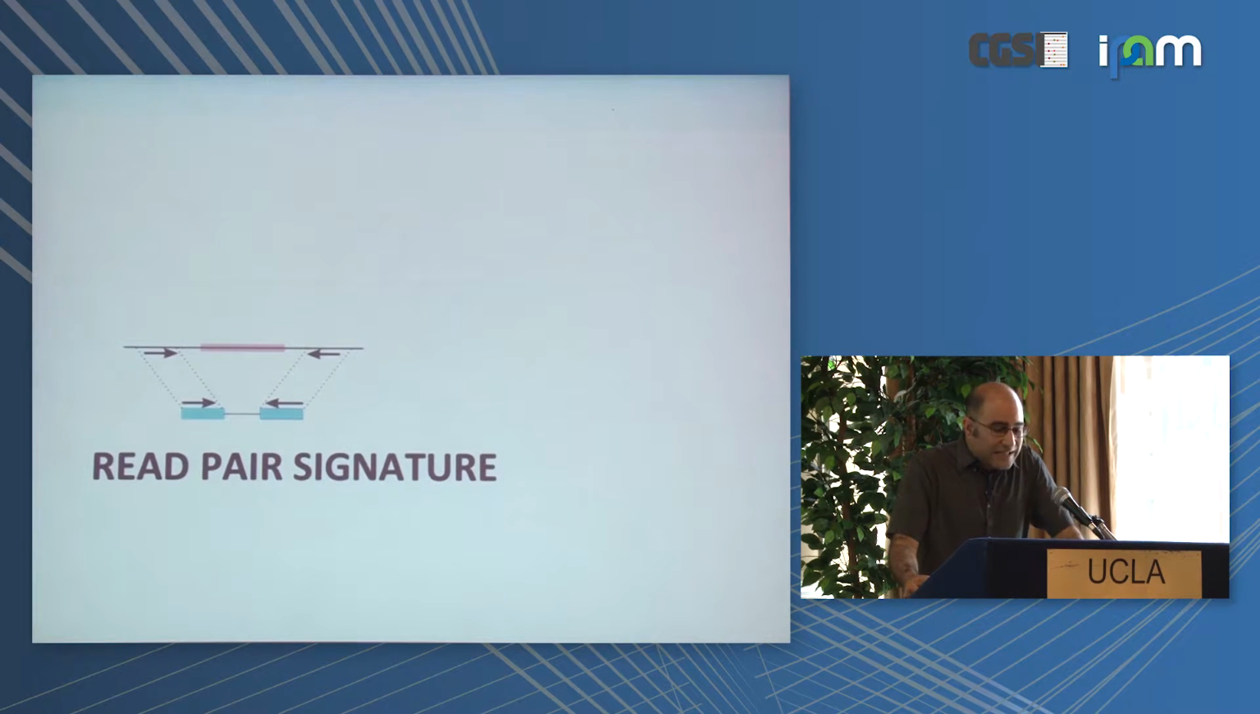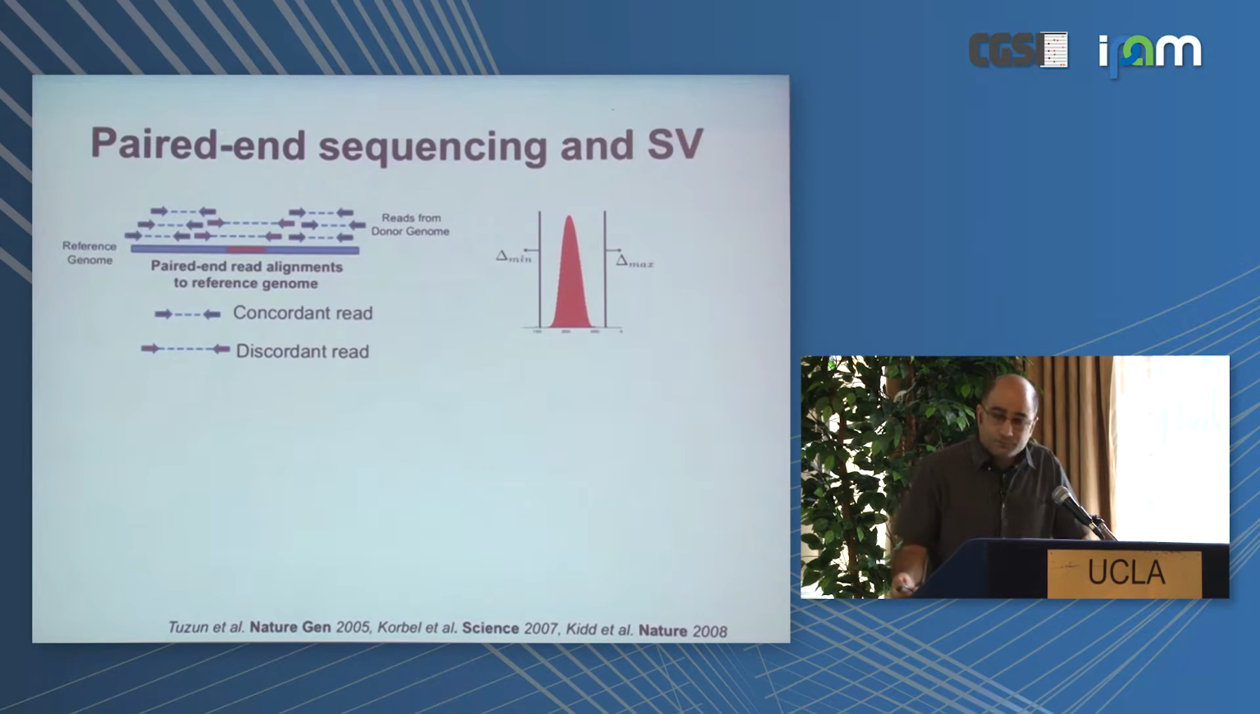So the next signature that I will be talking about is the read-pair signature, and that's the signature that uses the information that the length between two ends of the pair should obey a normal distribution, and the orientation should be a specific orientation. So this is the distribution of the two ends that I was talking about, and it should be between delta min and delta max.